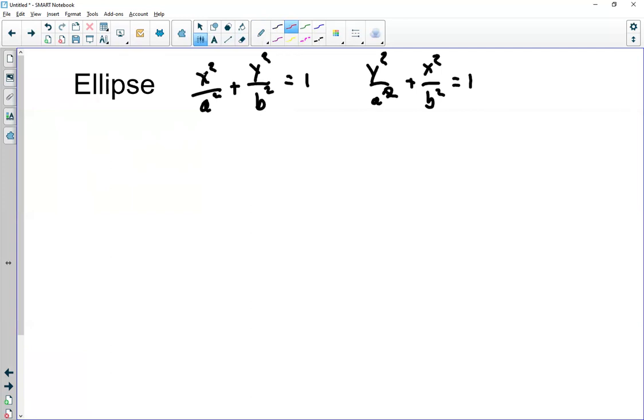A is always bigger in this case. If A squared is underneath the x value, that dictates it's going to be longer than it is tall, so it's a horizontal ellipse. When the bigger number is underneath y, it's going to be more vertical than horizontal. So this is horizontal, this is vertical. Whatever the bigger number is dictates which way it goes, okay?